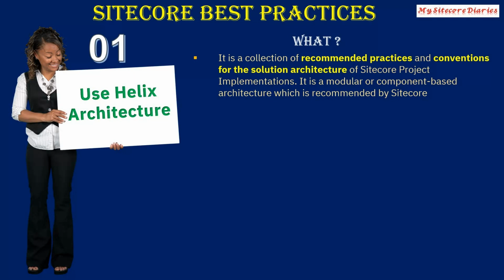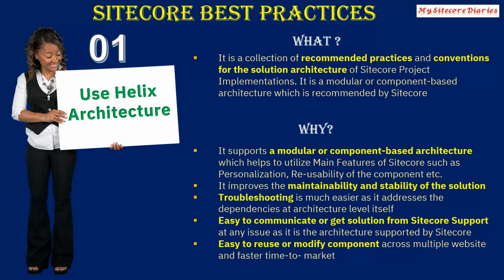So first is to use Helix architecture, then why should we be using the Helix architecture? First of all, the Helix architecture supports the modular and component based architecture, which helps to utilize the main features of Sitecore such as personalization and usability of the component. We also have another video where we discuss what is component based architecture and how it is supported by Sitecore. So for those main functionalities, it's very important to have modular and component based architecture, which is designed by the Helix architecture. Then it is easy for the maintainability and stability of the solution.